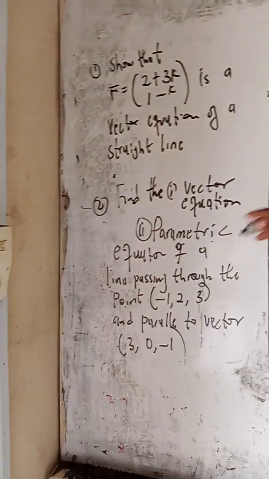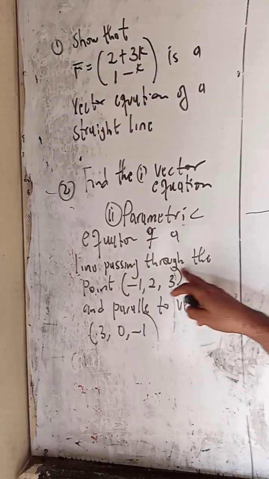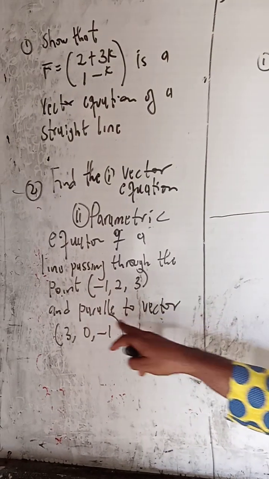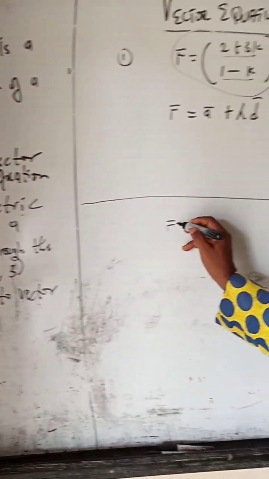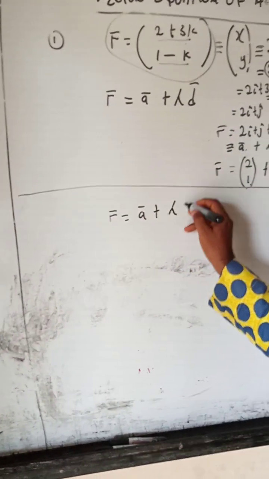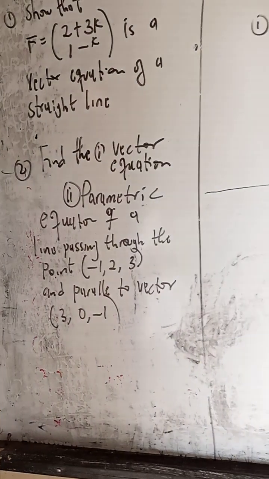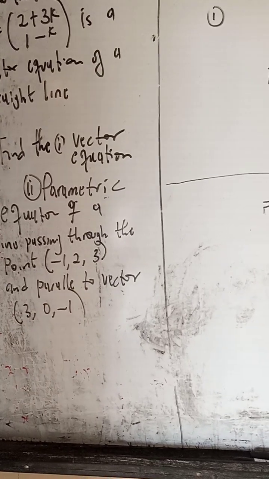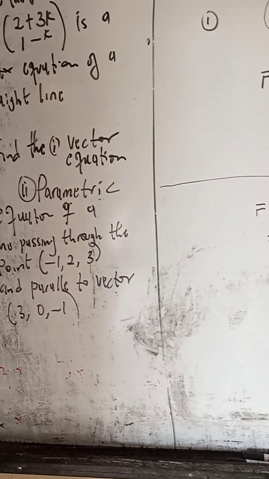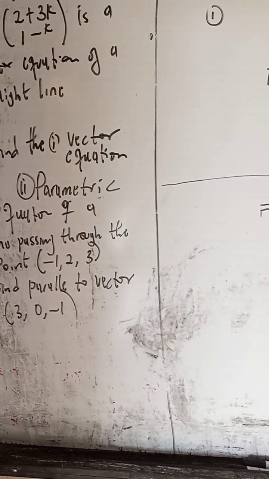So this one is an exercise to question 1. Then question 2 says, find the vector equation and then the parametric equation of a line passing through the point this and parallel to vector that. Now we know that the vector equation r is given as a plus lambda d, and we are told that the line passes through this particular vector. That means it passes through this vector a, that is minus 1, 2, 3, then plus lambda times this vector I have here, 3, 0, minus 1.